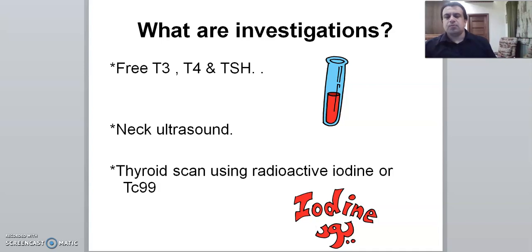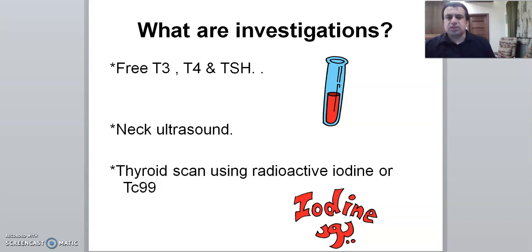So, if TSH is raised and T3 and T4 are low, we are going to give T3, T4 externally, and if T3 and T4 are raised, then we are going to start with the antithyroid drug. This we are going to discuss in detail.